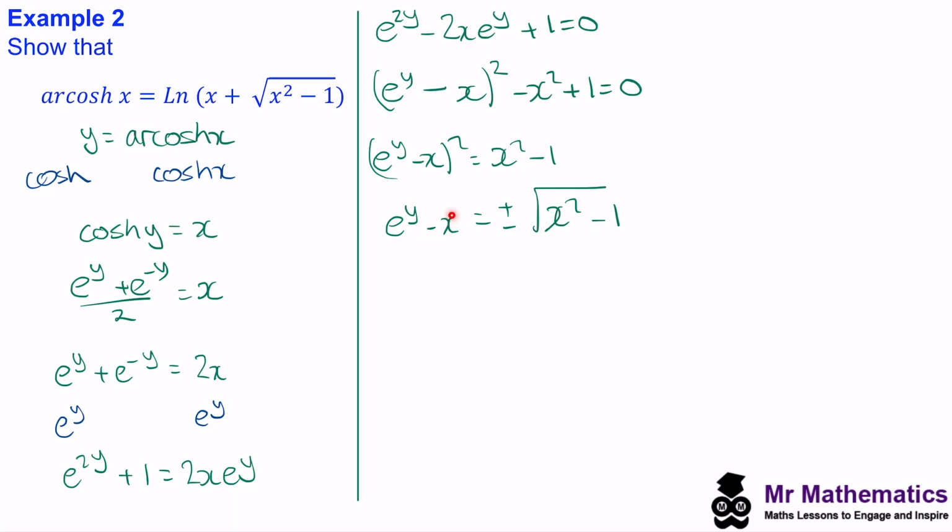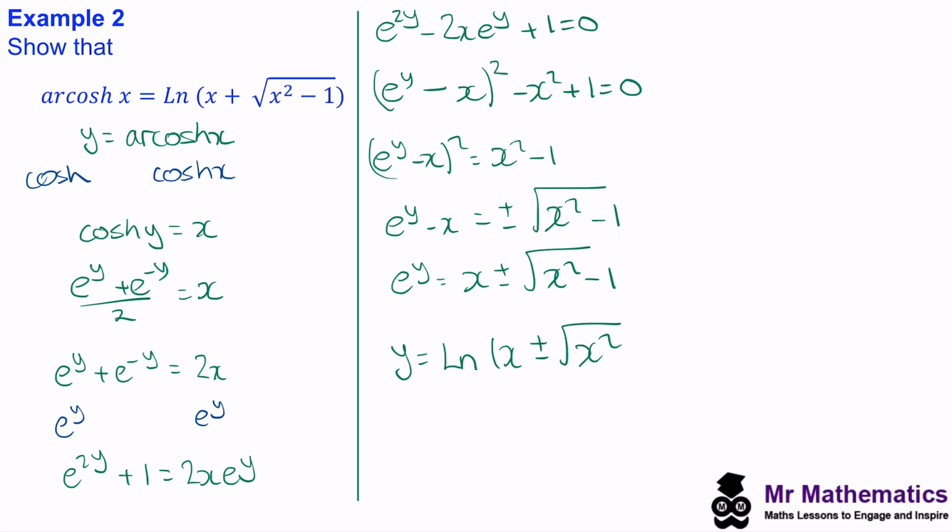And then we'll move this negative x to the right hand side, so e to the y will equal x plus or minus the square root of x squared minus 1. And then we'll take the natural log of both sides to cancel out this e. So we get y is equal to the natural log of x plus or minus the square root of x squared minus 1.